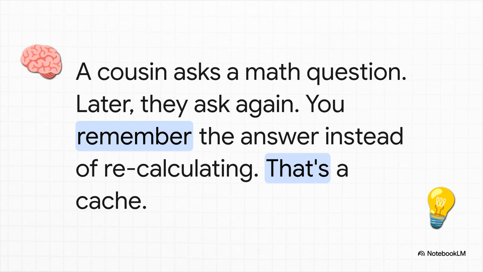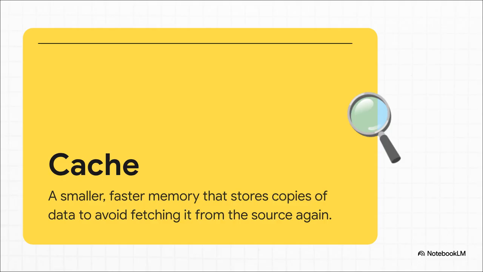That act of remembering, that's a cache. Your brain just acted as one. And that's pretty much the technical definition right there. A cache is just a smaller, much faster place to store copies of data you use a lot. It's all about avoiding the pain of going back to the original source, the slow part, over and over again.